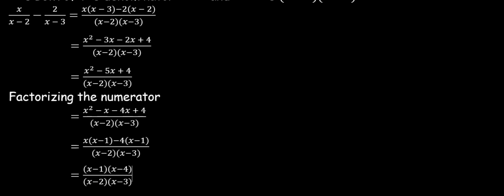Since nothing else will cancel out, we can simplify further. That becomes our result. Another example. Simplify 2 divided by 3xy minus 3 divided by 4yz. The options are given. Solution.